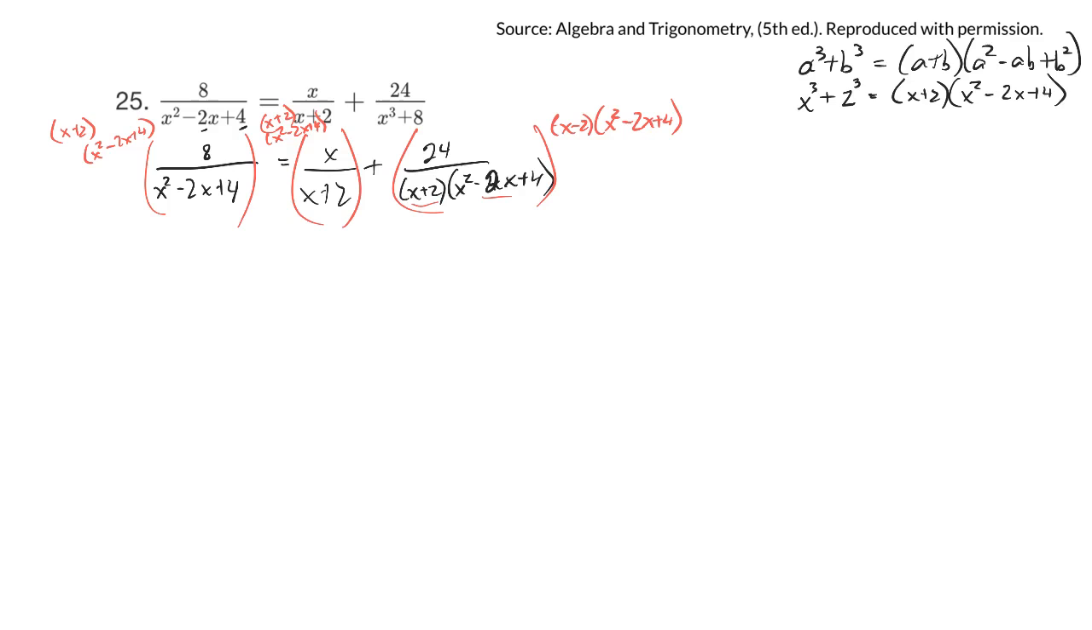Okay, on the first one, that whole term cancels out. Nice. So I'd be left with 8 times x plus 2 is equal to, x plus 2's cancel, so I'm left with x times x squared minus 2x plus 4. Plus, and on the last one, the whole thing cancels out. So I'm left with 24.